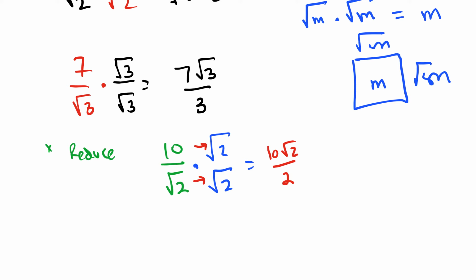So here we know that 10 is 5 times 2, so we could reduce. So 5 radical 2. Whole numbers can reduce with whole numbers, and square roots that are the same square root can reduce with the same square root.